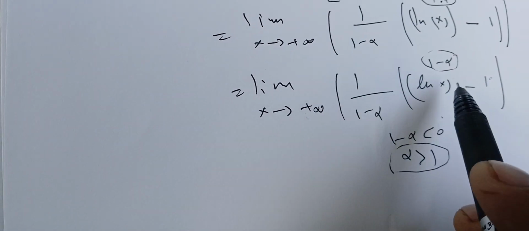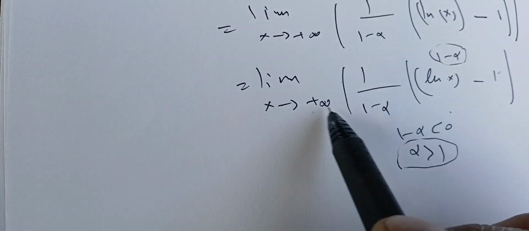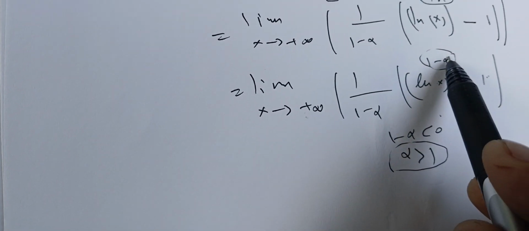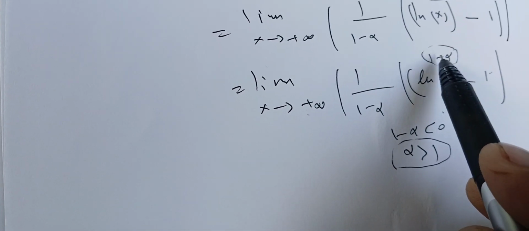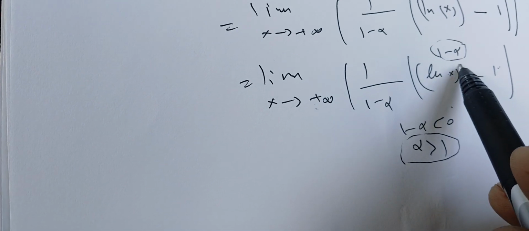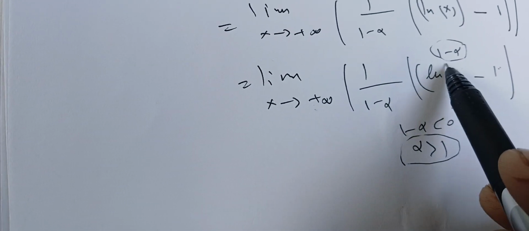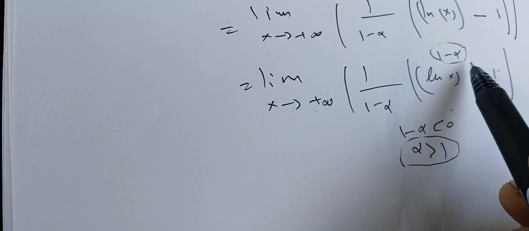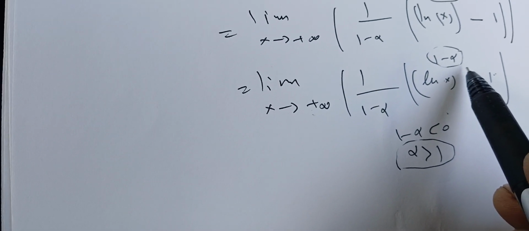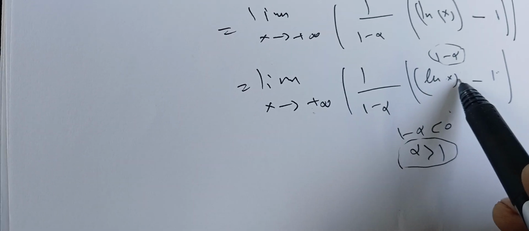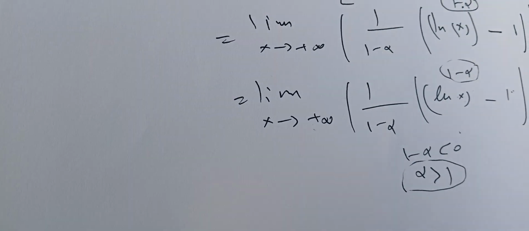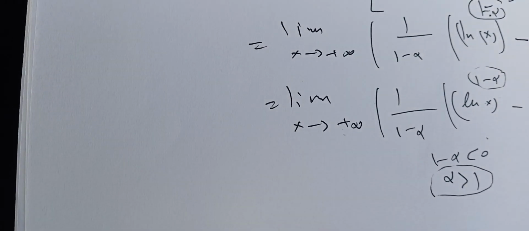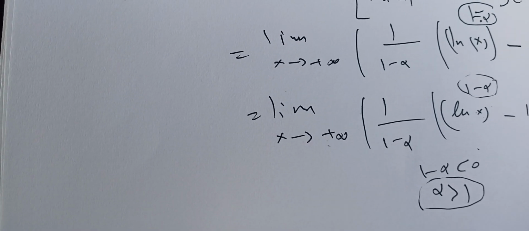You don't need anything else except to notice, when you take the limit, to check the values of alpha. If 1 minus alpha is bigger than 0, then this one will go to infinity. If it is less than 0, we get a limit that goes to 0, and therefore we have a finite integral.